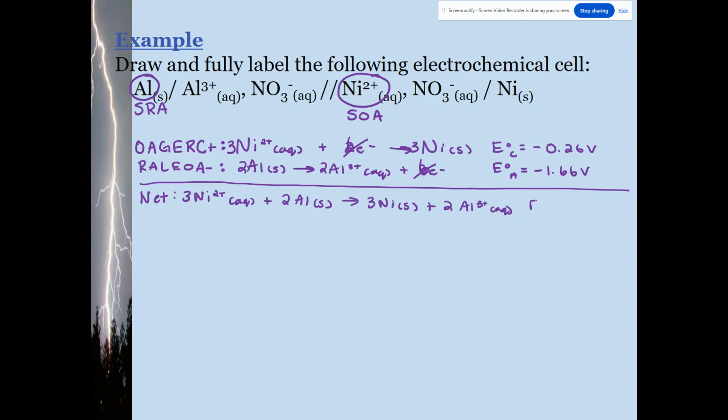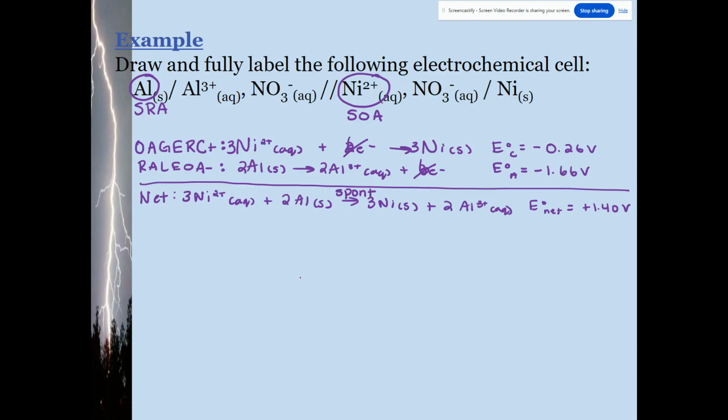And my net voltage, again, is cathode minus anode. So my cathode is negative 0.26 minus negative 1.66 gives us positive 1.40 volts as our voltage. Now this reaction, again because it's positive, is spontaneous.